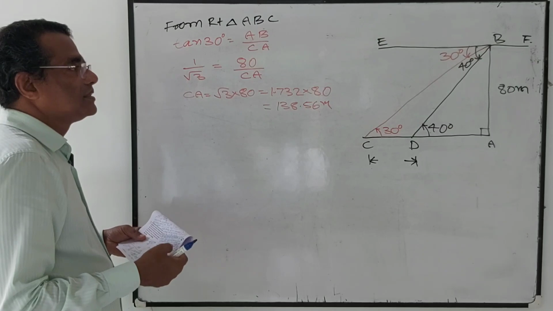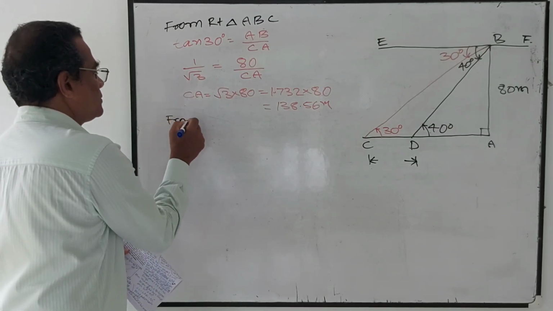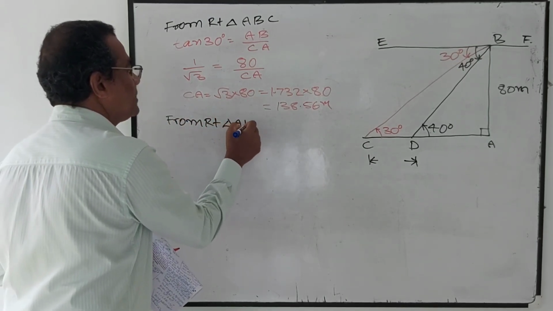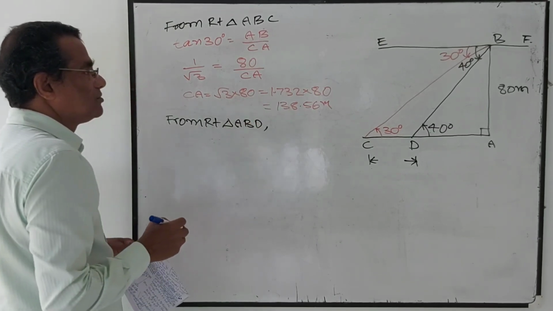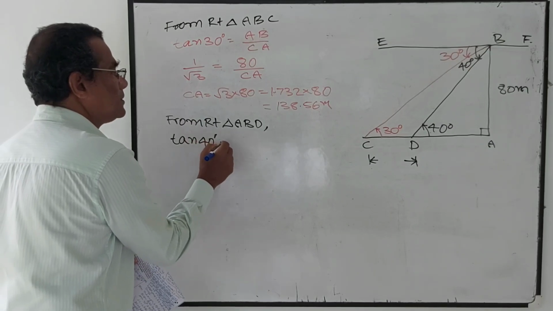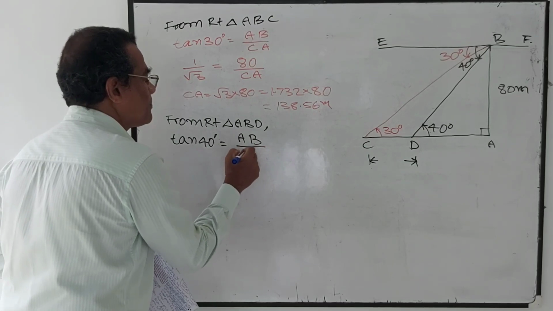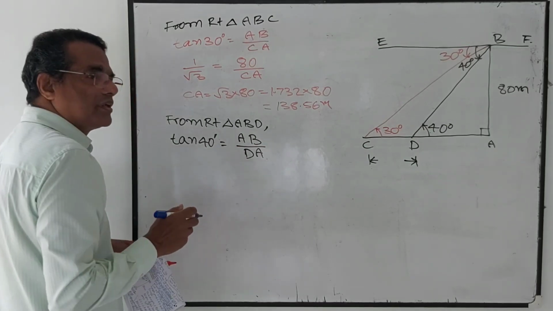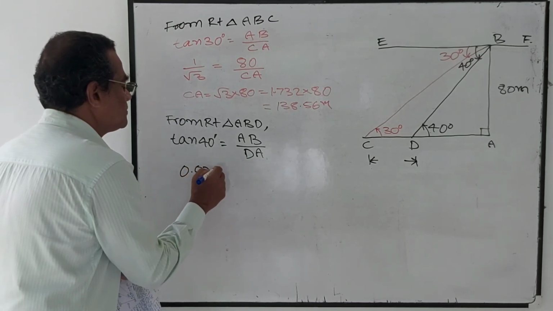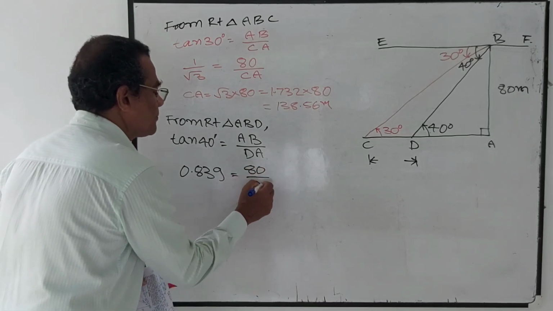Now let us consider the second triangle, that is ABD. From that, tan 40 degrees equals AB by DA. Tan 40 from the trigonometrical table is 0.839, equal to 80 meters divided by DA.